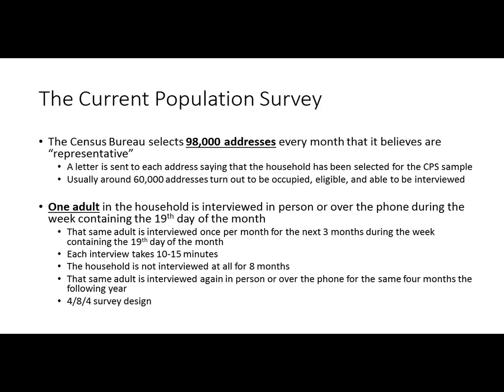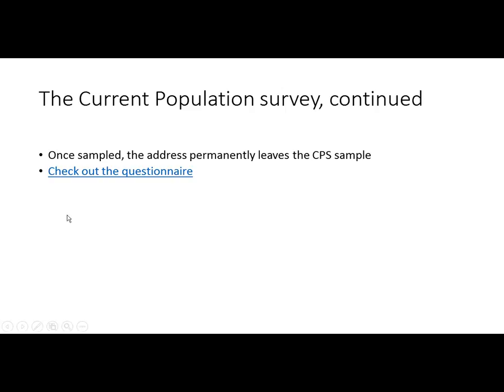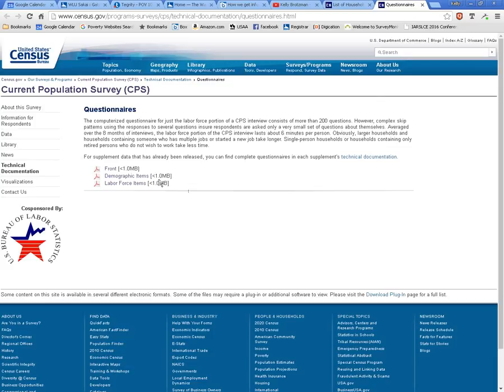Then, after a year, 4 months in, 8 months out, that same adult is interviewed again in person or over the phone for the same 4 months the following year. This is what the Census Bureau calls a 4-8-4 survey design. Once that address is sampled, it permanently leaves the CPS sample. So a household might be sampled again if they move to a different address, but no one at that address would be sampled again.